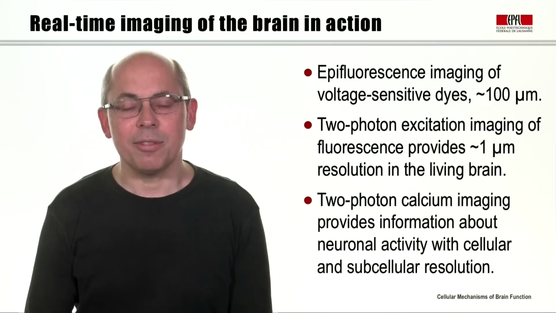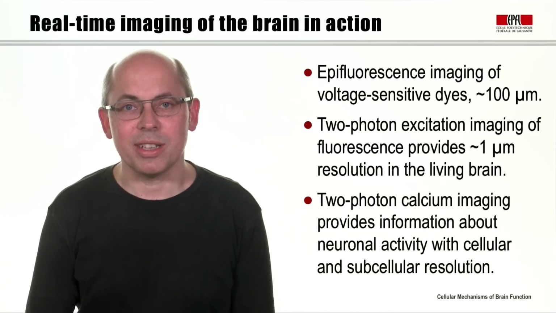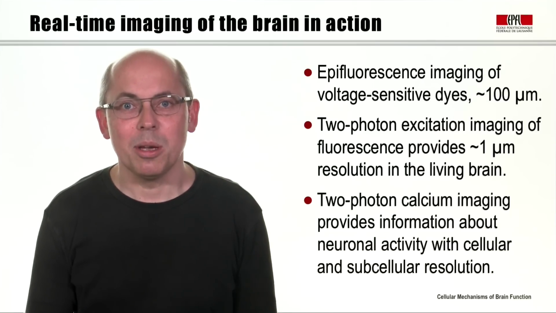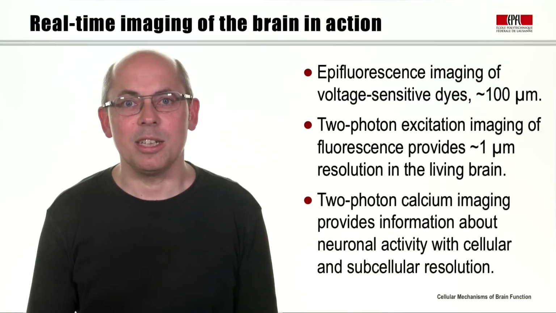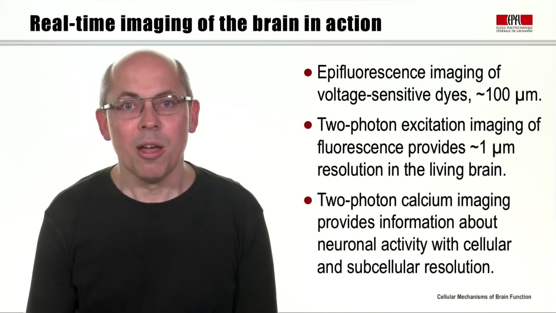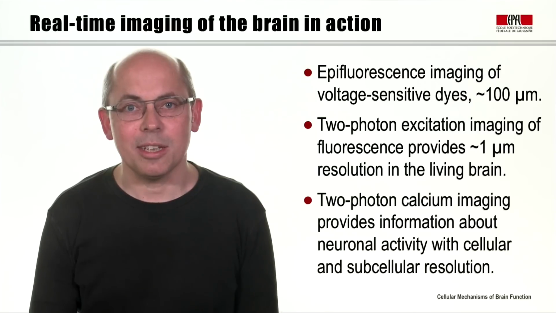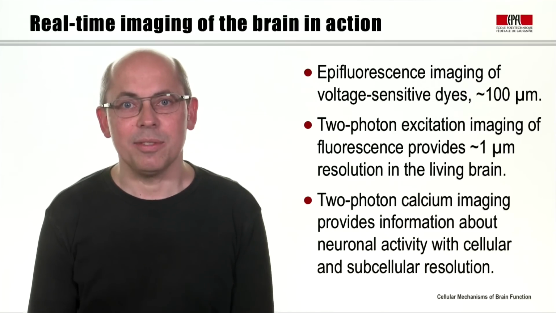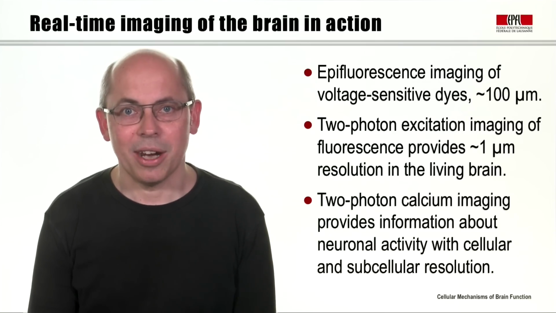If we put in different indicator proteins or fluorescent molecules that change their fluorescence depending upon activity, we can, for example, measure calcium signals in individual neuronal compartments, fulfilling that dream that we had of measuring neuronal activity with cellular resolution and also seeing the synaptic activity that links the activity of different neurons in the brain.